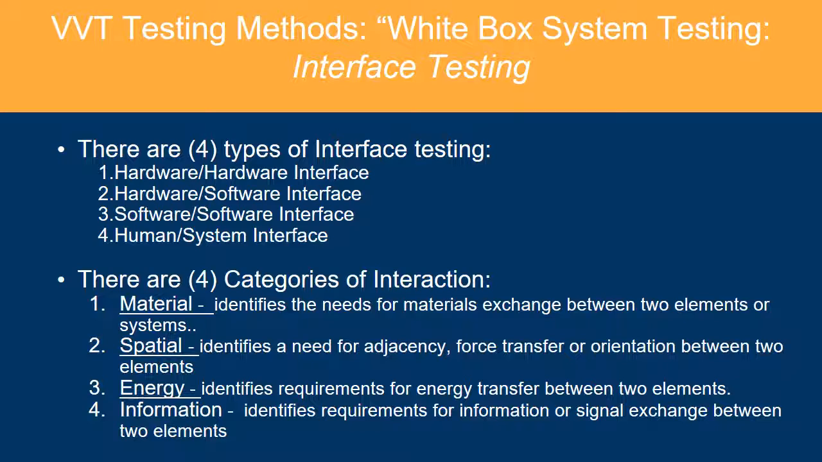In interface testing, there are also categories of interaction. There are 4 categories of interaction. There are material, which identifies the needs for materials exchanged between 2 elements or systems; spatial, which identifies the need for adjacency, force transfer, orientation between 2 elements; energy, which identifies the requirements for energy transfer between 2 elements; and information, which identifies the requirements for information or signal exchange between 2 elements.